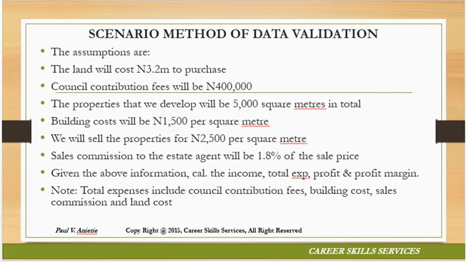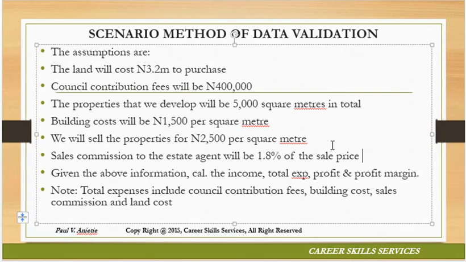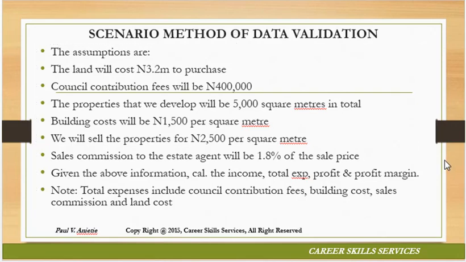Now, let's assume you are given the following assumptions. The land will cost 3.2 million naira to purchase. Then the council contribution fees in that particular local government area will be 400,000. The property that will be developed will be 5,000 square meters in total.